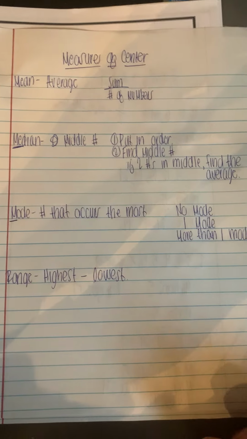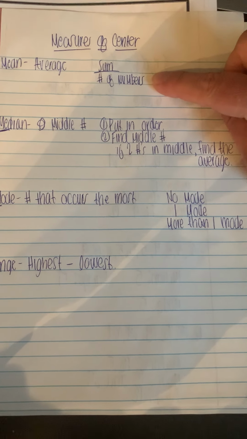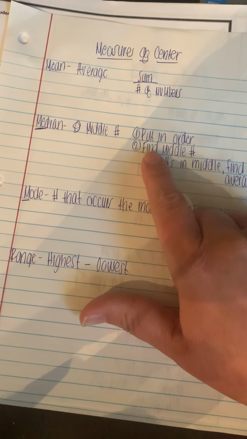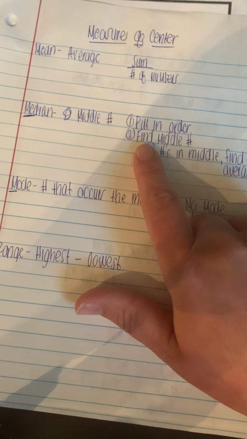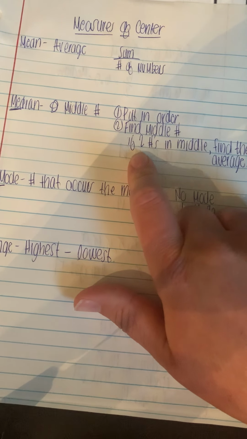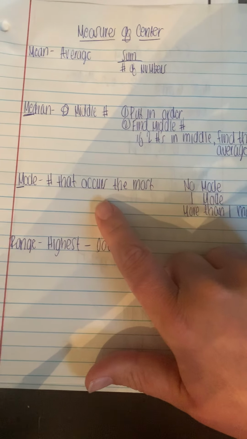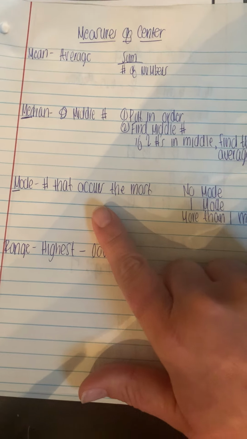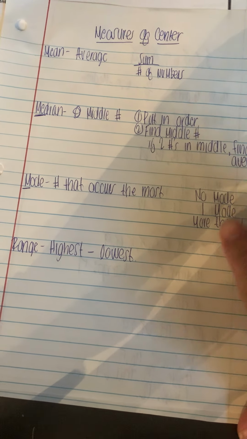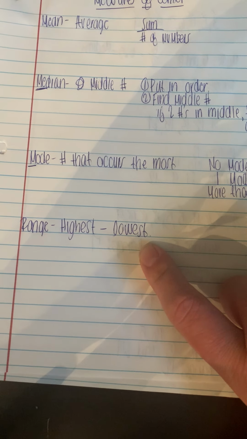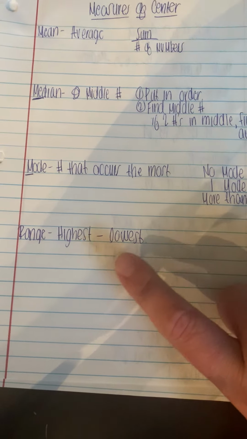Again, just to recap, for mean, median, mode, and range, mean is the average. Add up all the numbers, divide by how many numbers there are. The median is the middle number. But first, you need to put the numbers in order. Then you find the middle number. Again, if there are two numbers in the middle, you need to find the average or the mean of those two numbers. The mode is the number that occurs the most. There can be no mode, one mode, or more than one mode. And lastly is range. Range, again, is the highest value minus the lowest value.